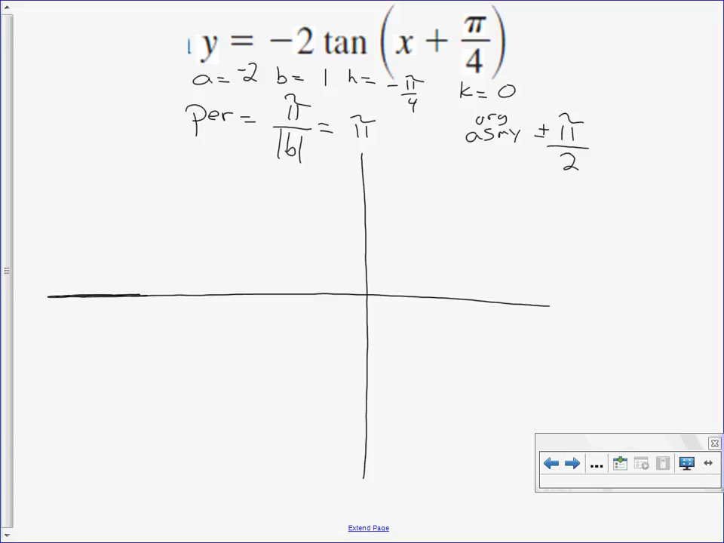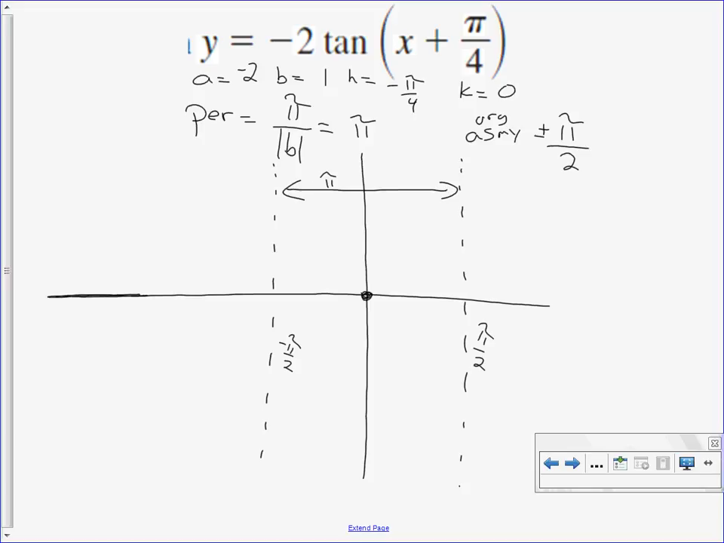I know that the original graph is going to go through the origin, through 0. I know that the asymptotes are going to be at pi over 2 and negative pi over 2. That gives me the period between here and here of pi. That distance is pi. All that's left is to get the critical values in between.